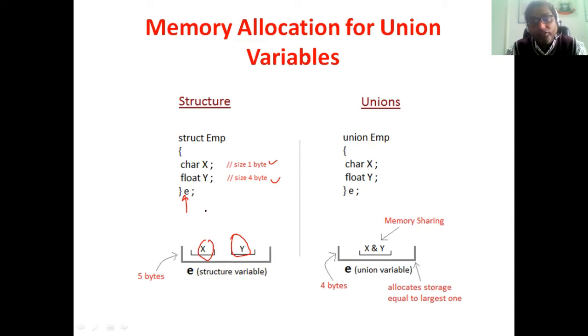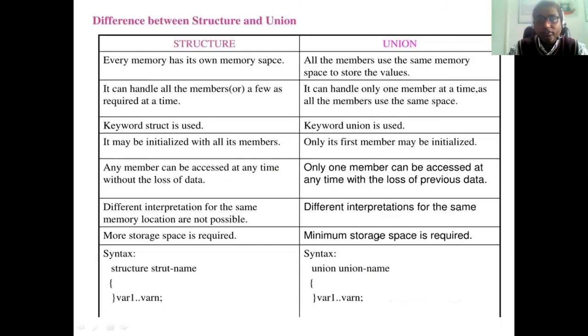But if we talk about a union, suppose we created a union named emp with character x and float y. Character requires 1 byte and float requires 4 bytes, so it will allocate 4 bytes of memory, and that same memory location will be used for x as well as for y. That is the major difference between memory allocation for a union and a structure.